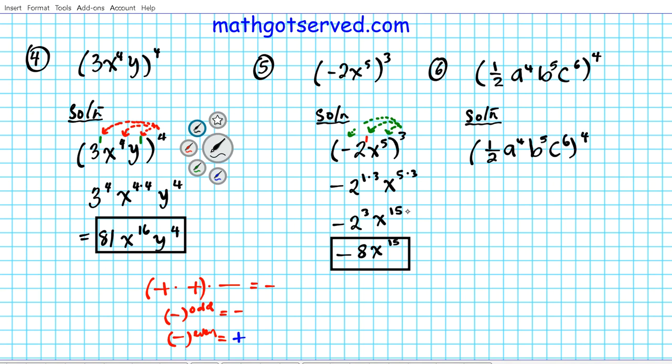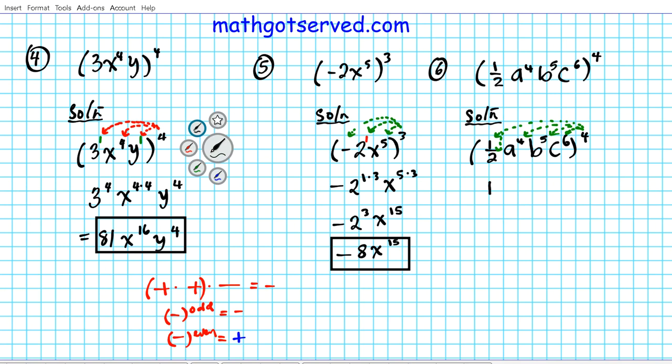So what we're going to do is distribute this power to all the factors in the parentheses, okay? This 4 will get distributed to the 1 and the 2, to the 4 here, and to the 5 and then the 6. So what's that going to look like?